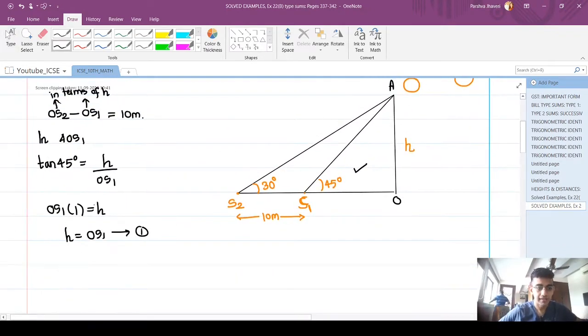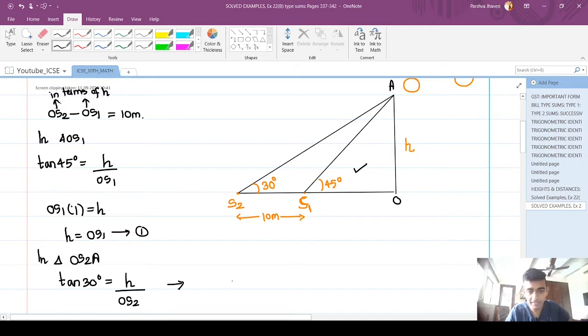Next, in triangle OS2A, that's the bigger triangle, we will say tan 30 degrees is nothing but opposite, which is again h, upon adjacent. Adjacent this time will be OS2 because you're taking the bigger triangle. What do we get from this? Tan 30 is nothing but 1 upon root 3. So OS2 upon root 3 is equal to h. And this gives us OS2 is equal to h root 3. This is our second important piece of information.